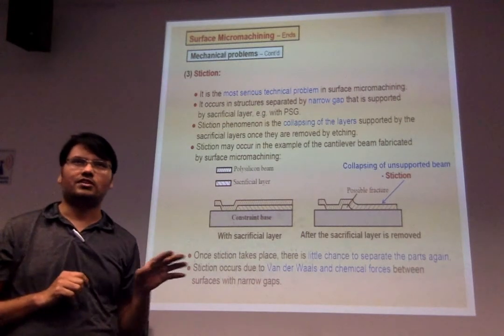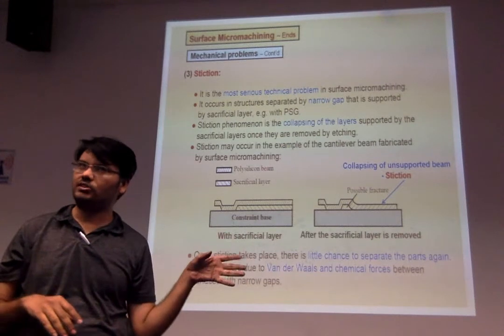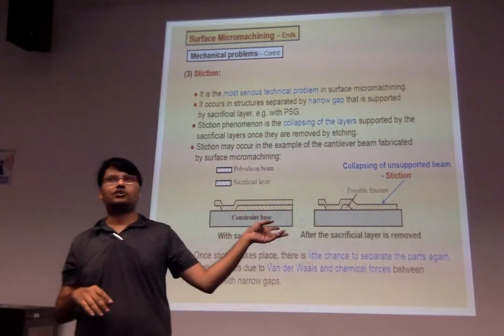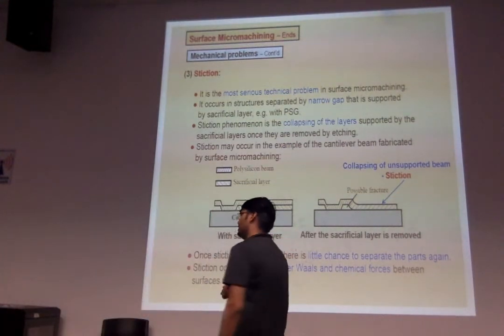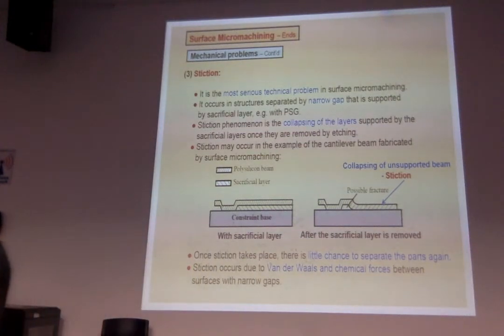Surface micromachining is very well established and mostly used, but it has problems like adhesion. Then we have the thermal stresses, bending due to stress, which could be thermal stress during the fabrication process, or residual stress that might happen after the fabrication process. And the next one is the stiction problem.